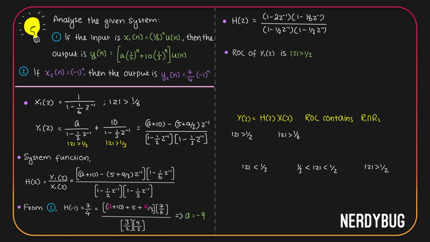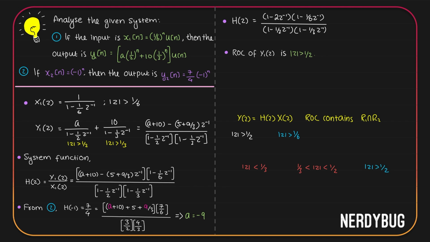If we consider the first one, if ROC of h of z is magnitude of z less than 1 by 3, in that case ROC of y of z should be between 1 by 6 and 1 by 3, but it is greater than 1 by 2. So this is not the correct answer. Let's consider the second one. For x of z, it is greater than 1 by 6. For h of z, it is between 1 by 3 and 1 by 2. So the intersection is going to be between 1 by 3 and 1 by 2. But y of z has ROC greater than 1 by 2, which means this is also not the correct answer.